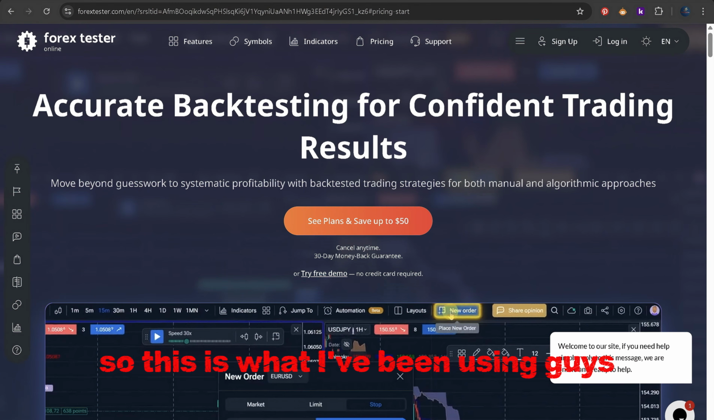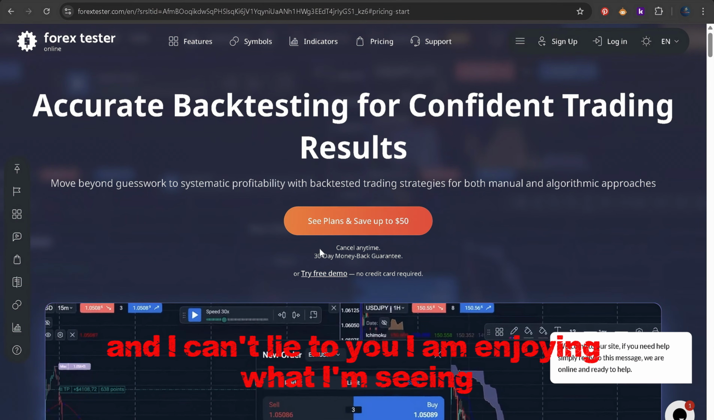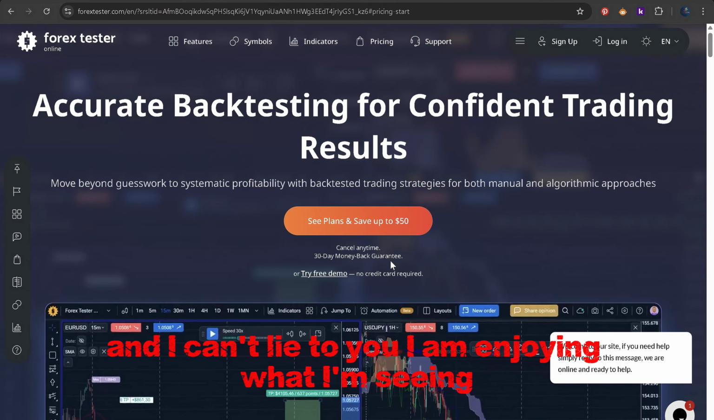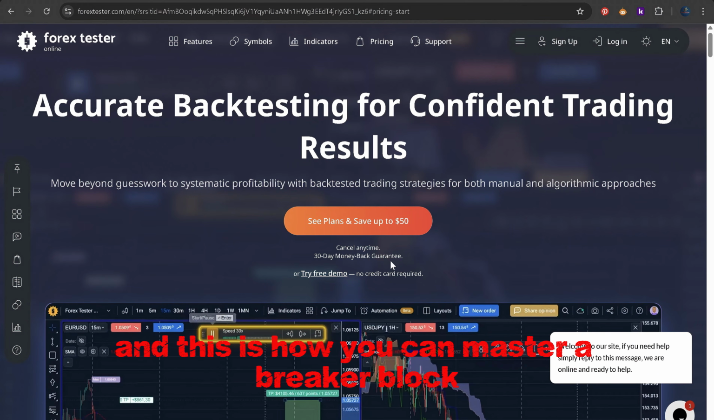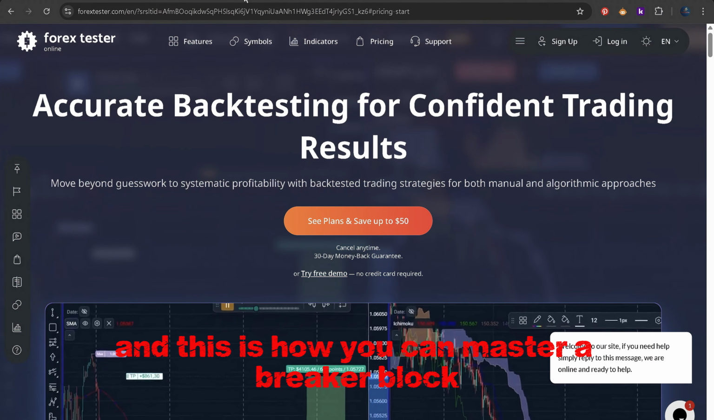So this is what I've been using, guys, and I can't lie to you, I am enjoying what I'm seeing. So this is how it goes, and this is how you can master a breaker block.